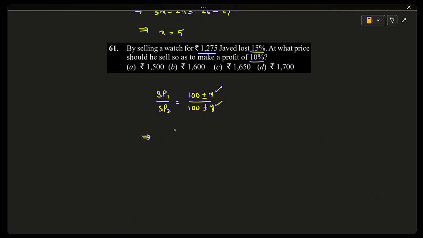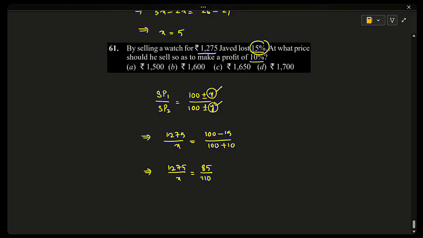So going with SP1, that is 1275, this will give you 15% loss. So 100 minus 15 we have to write. The other selling price we don't know, let us call it X. That will give you profit of 10%. So we have to write plus 10. Use this formula when the profit percent and loss percent are given in percentages only, not direct profit or direct loss. So these two are equal. From that we can find the value of X. So we're getting 1275 by X is equal to 100 minus 15 is 85, 100 plus 10 is 110. So find the value of X from this. Okay. So I'm taking X to the right side. So X is here.